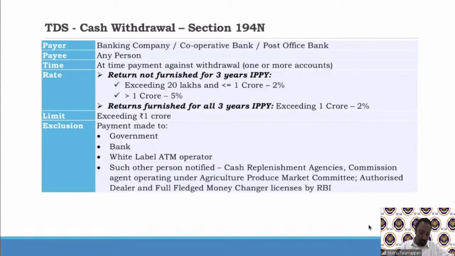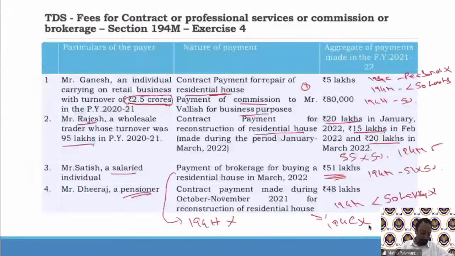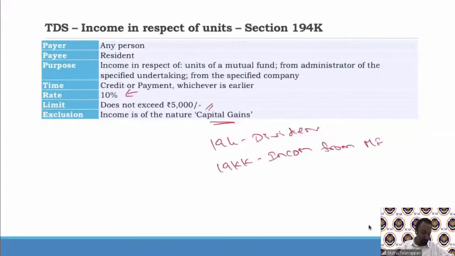Can you explain 194K? Yeah, so 194K is exactly similar to dividend. Whenever your income of dividend is distributed, it is tax deductible under 194. Similarly, if it is mutual fund, it is deductible under 194K. So you can equate 194D and 194K. So whatever TDS is deducted for mutual fund comes under 194K.